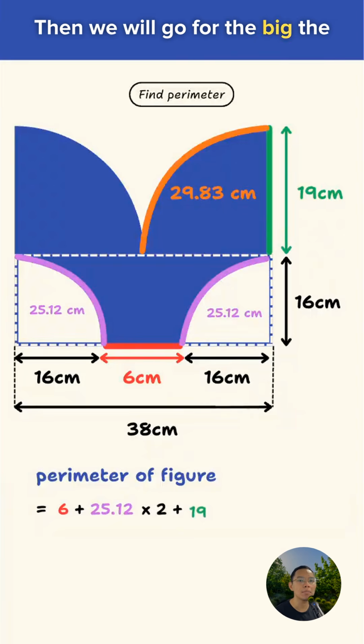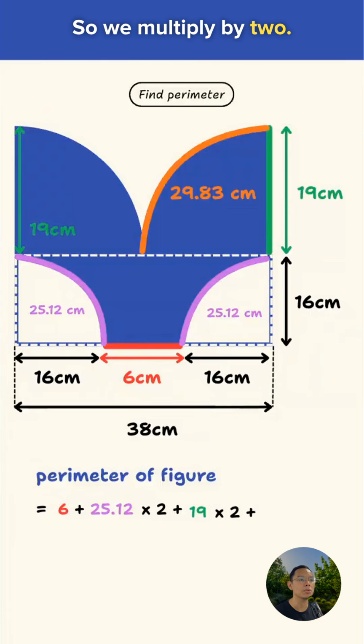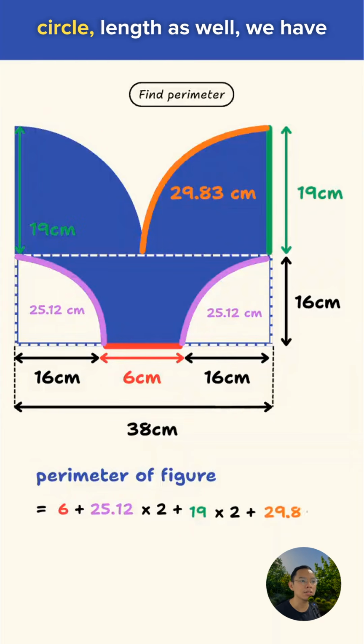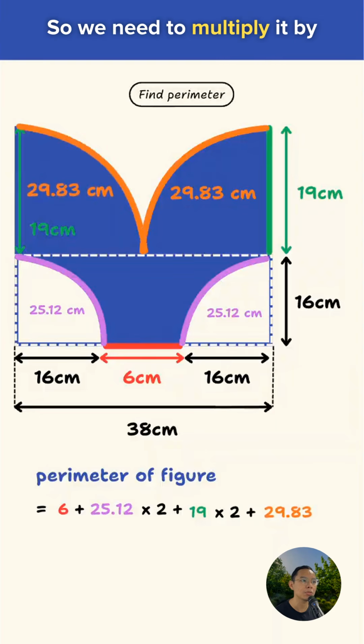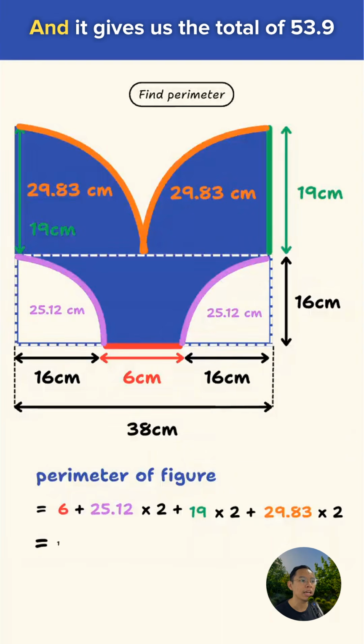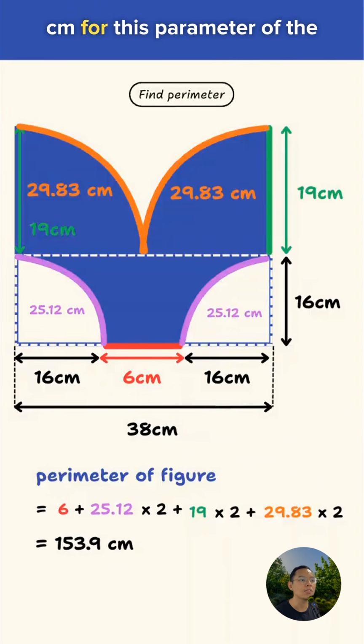Then we will go for the big quarter circle radius, and we know that there are also 2 of it, so we multiply by 2. And lastly, the big quarter circle length as well. We have 1 and 2, so we need to multiply it by 2 as well. And it gives us the total of 53.9 centimeters for the perimeter of the figure. And that is how you solve this PSLE 2025 math question.